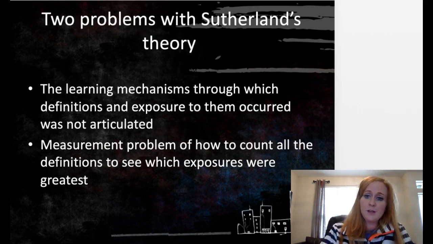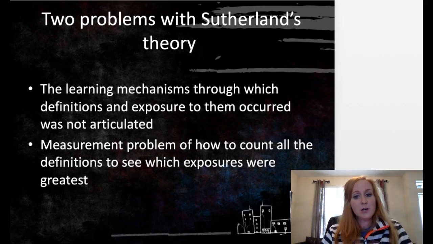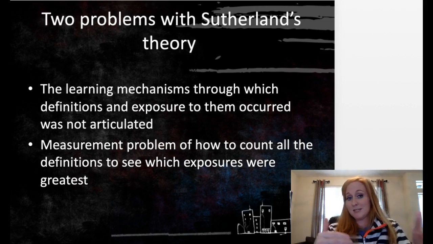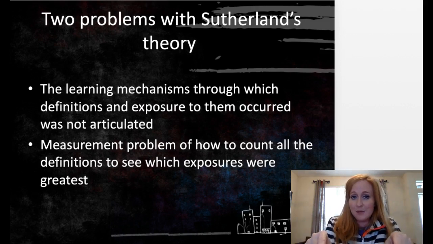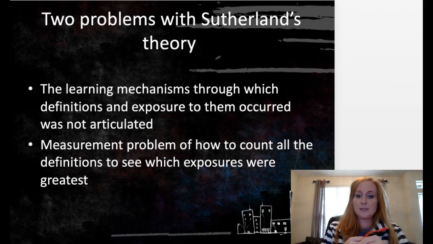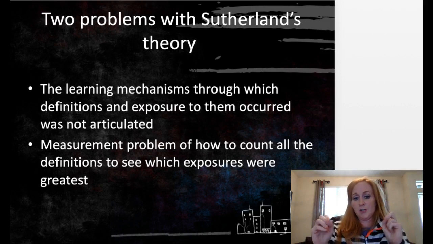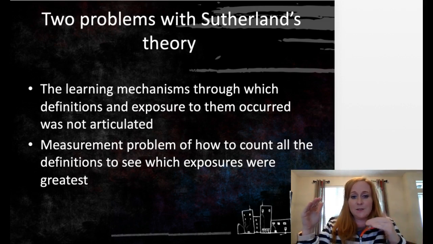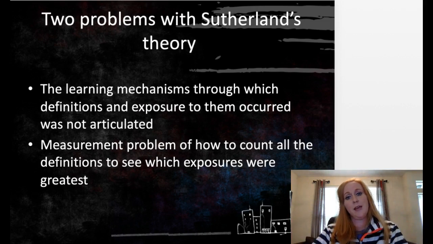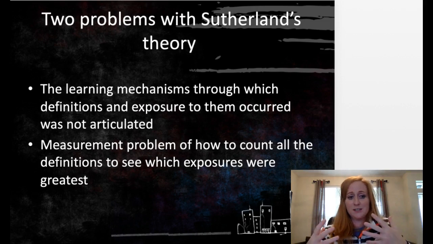However, there are 2 problems with Sutherland's theory. So those learning mechanisms through which these definitions and the exposure to the definitions occur was really not articulated. We have some of the process by which it happens, but we don't have the details we need to be able to recognize when it is happening and when it is not happening. So it's a little vague on that front. The second problem is the measurement problem, and a lot of theories have this issue: how to count all these definitions to see which exposures were greatest, and how many do we have to finally be pushed over into criminal behavior. Because we can have association of these definitions and decide we don't want to do it.